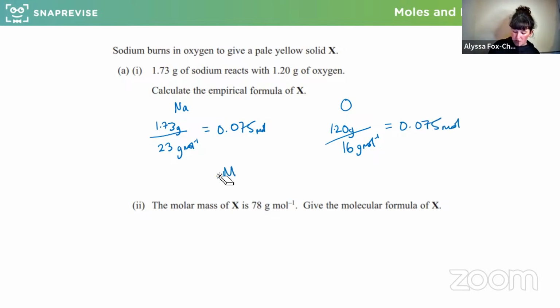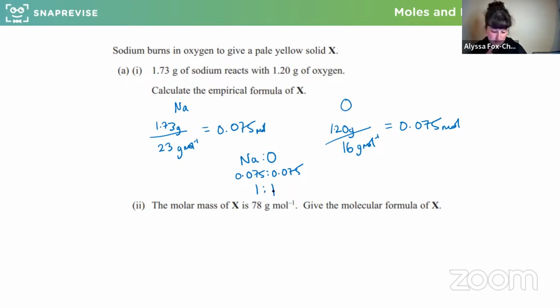So my ratio of moles of sodium to oxygen is 0.075 to 0.075, which is 1-to-1. Again, I could divide by the smallest number, which is 0.075, to get my ratio of 1-to-1, but I haven't finished. Don't forget they've asked for empirical formula, so you have to give a formula, which in this case is NaO, and that's the answer, not the ratio of 1-to-1.